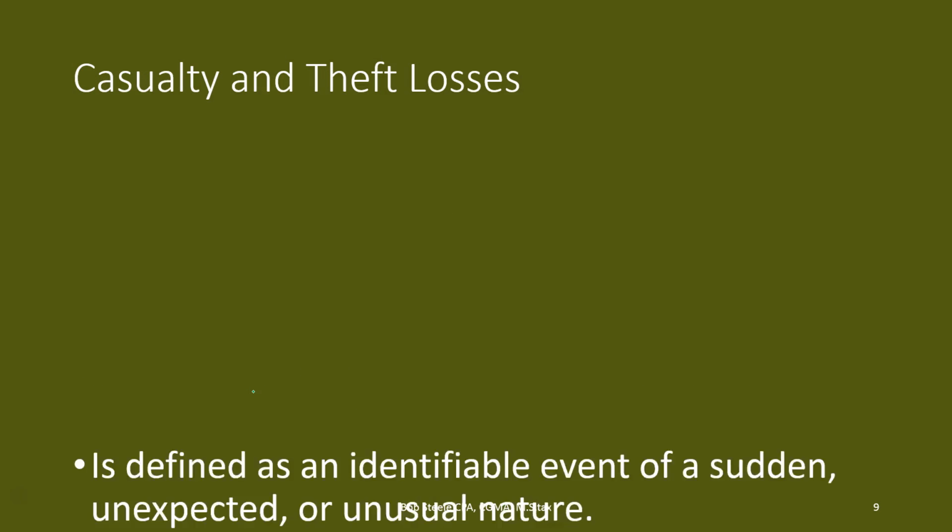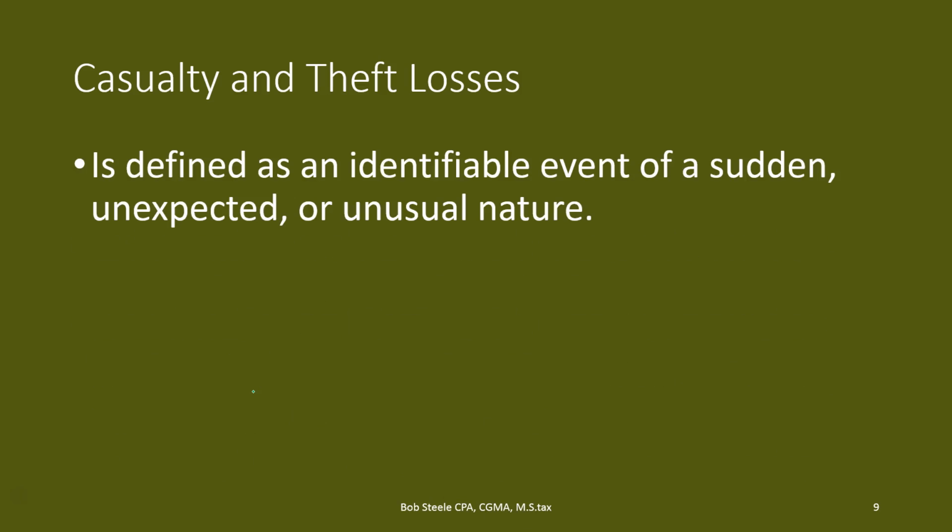Casualty and theft losses. And remember, once again, we're talking about the itemized deductions, so casualty and theft losses in relation to itemized deductions on the Schedule A of the individual income tax return. Casualty and theft loss is defined as an identifiable event of a sudden, unexpected, unusual nature. So notice the key word here being sudden. It's got to occur at a sudden point in time. It can't be over a long period of time, meaning we slowly lost this thing over a long period of time, which accumulated to a lot of money.